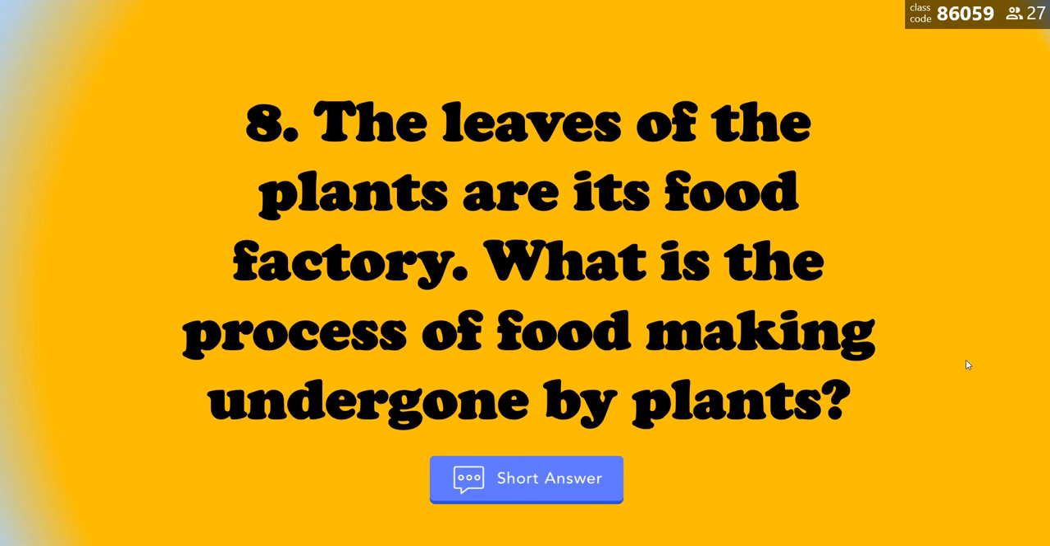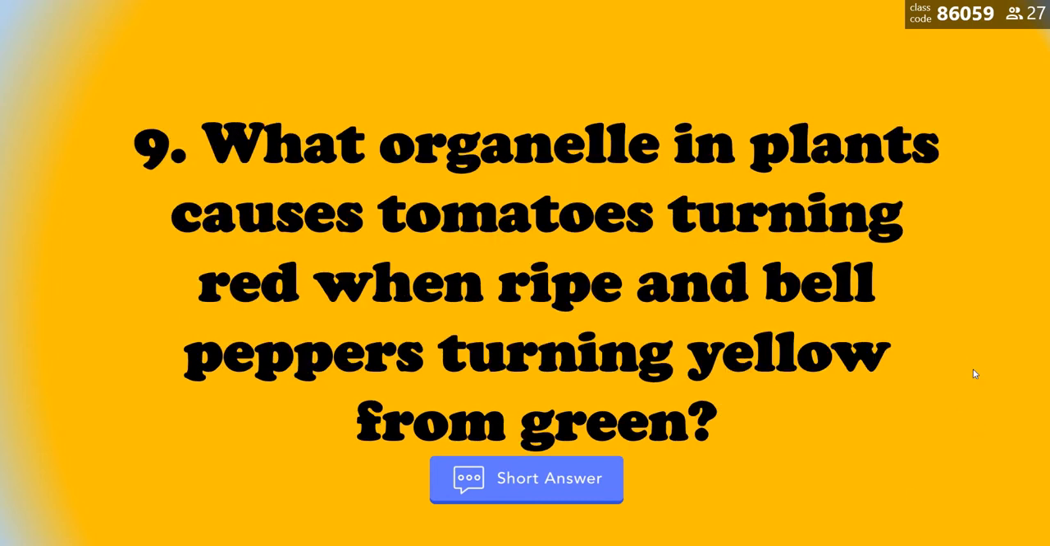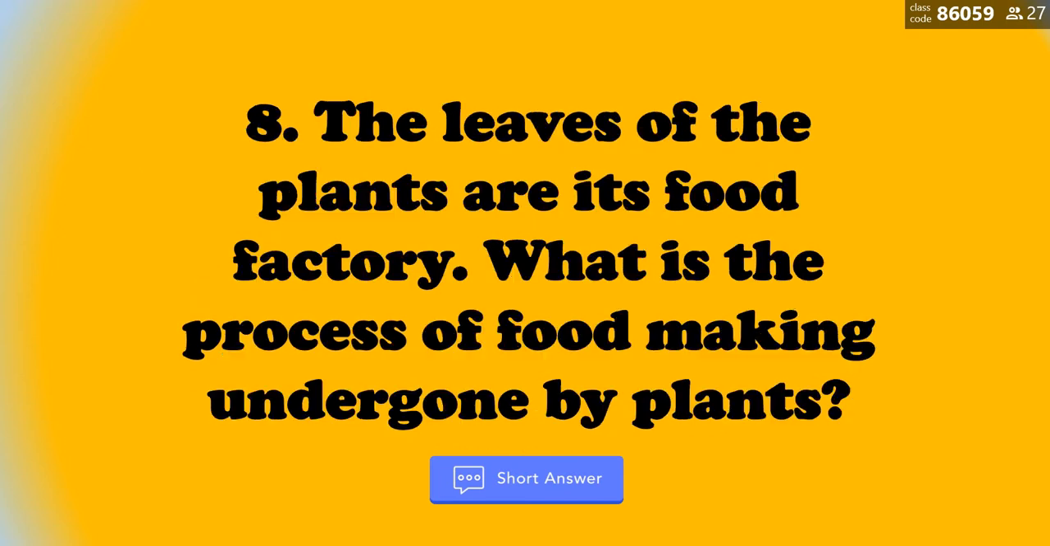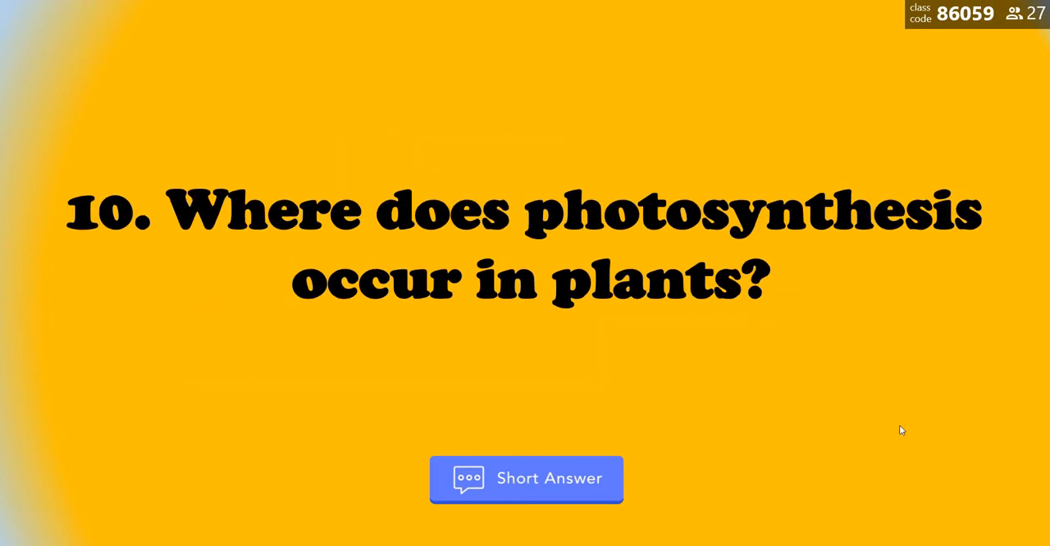How about number 8? The leaves of the plants are its food factory. What is the process of food making undergone by plants? That is correct. It is called photosynthesis. How about what organelle in plants causes tomatoes turning red when ripe and bell peppers turning yellow from green? That's great. It is called chromoplasts. How about number 10? Where does photosynthesis occur in plants? That's good. It is in the leaves.